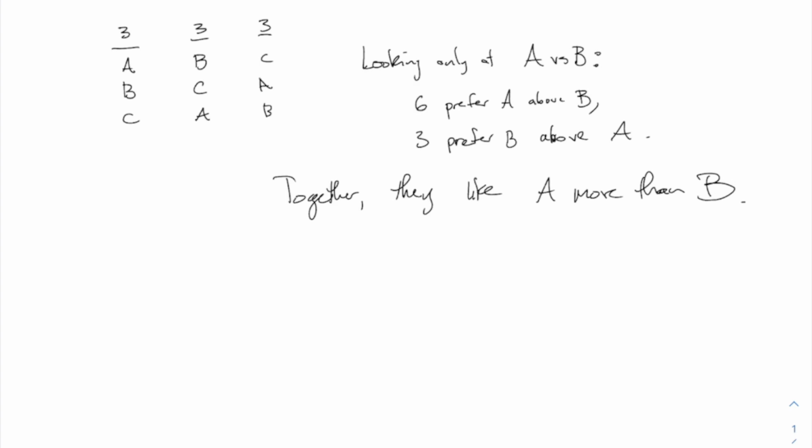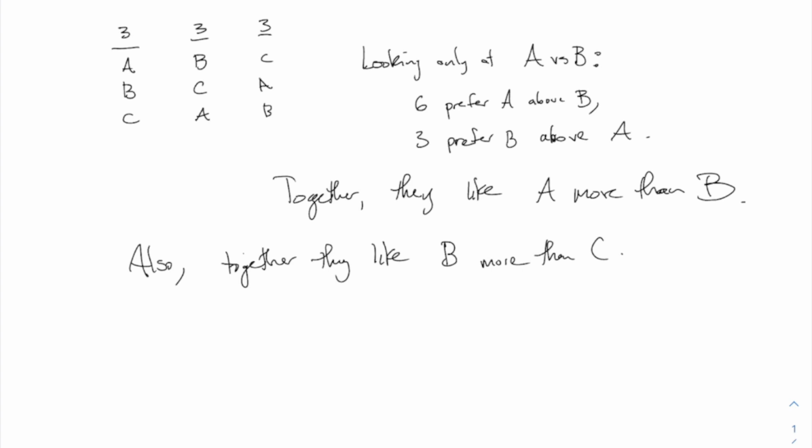And then you can also compare the others in pairs. I could compare, let's say, B versus C. If I temporarily ignore the A's, what I see is these people and these people like B more than C. These people like C more than B. So again, I have 6 people, that is these 3 and these 3, that like B more, and only 3 people like C more. So together they like B more than C. That's because if I look at the chart and I ignore the A's, there are more people who have B above C than there are people with C above B.